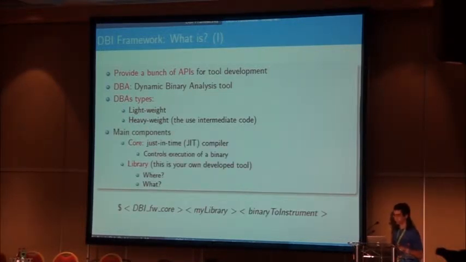And the main components of a DBI framework are, we have a core that usually is a just-in-time compiler. That is what is controlling the execution of your binary. And then we have our library. Okay, this is the thing that you develop, and here is where you define what you want to instrument and the places where you want to instrument. Okay, usually a DBI framework is called in this way. So you will invoke the framework core, then you will put your library, and after that the binary to be instrumented.